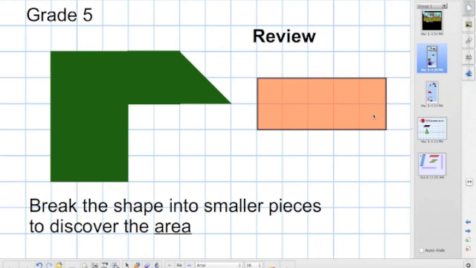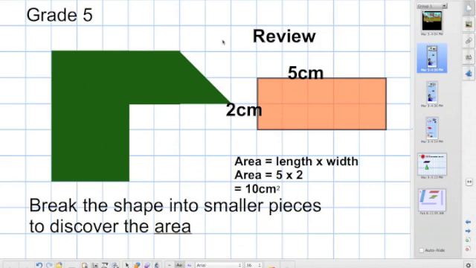The other way we can determine area is by multiplying the length times the width. Area equals length times width. In this rectangle, we see the length is 5 centimeters multiplied by 2 centimeters, giving us an area of 10 centimeters squared. That little 2 right there.